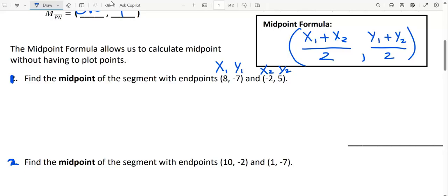So you're adding up the x's. So my x1 is 8, my x2 is negative 2. So you're going to add those up, 8 plus negative 2 divided by 2. Okay? Comma, and your y values, negative 7 and 5. Negative 7 plus 5 divided by 2.